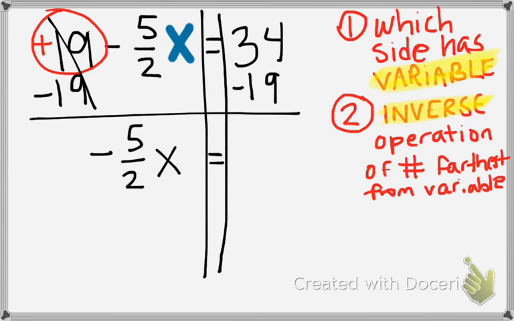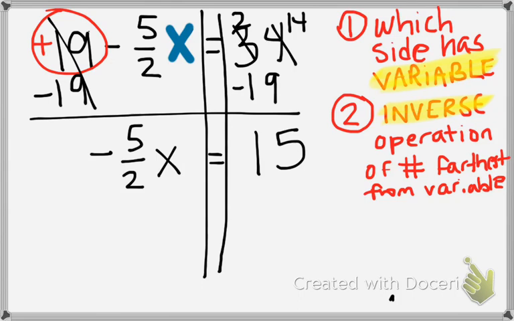Okay, let's see, 34 minus 19. We can't take 9 away from 4, so we have to borrow. That becomes a 2, that becomes a 14. So 14 minus 9 is 5. 2 minus 1 is 1. We're going to keep doing the inverse operation until x is all alone.